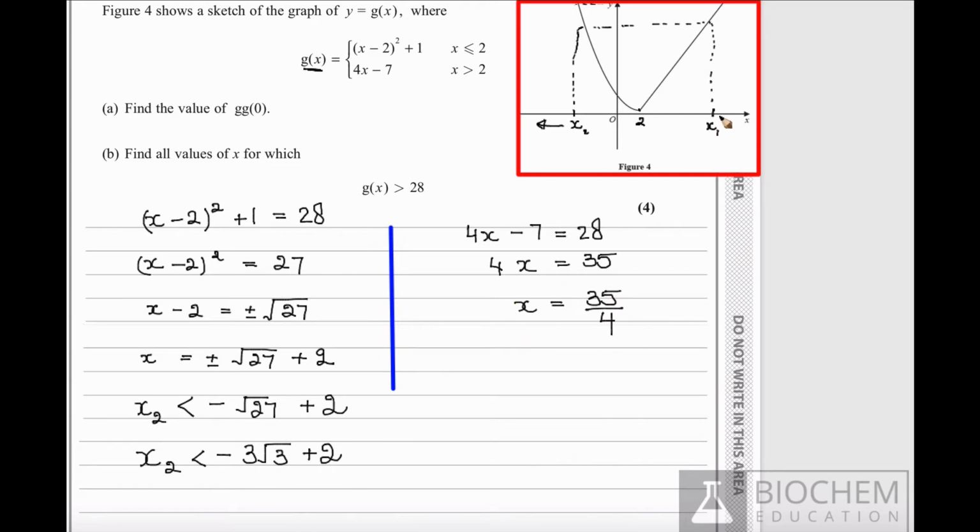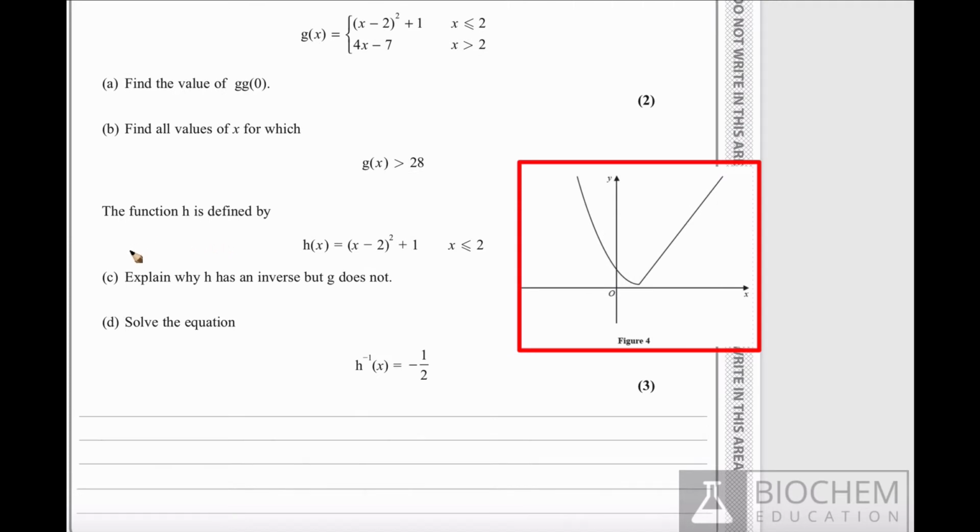Looking into the graph again, I told you that any values of x greater than x1 will give you a y value which will be greater than 28. So hence the final answer would be that x1 will have to be greater than 35 over 4. So our final answer must include this to be one of the x values and this to be another x value.